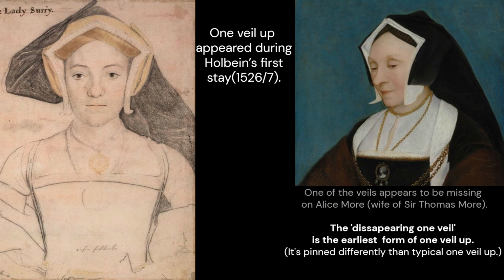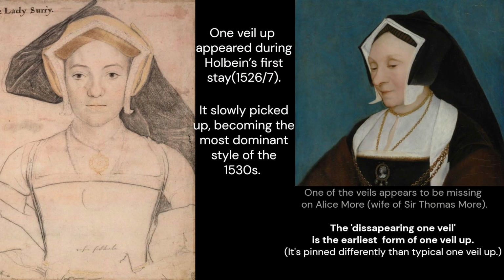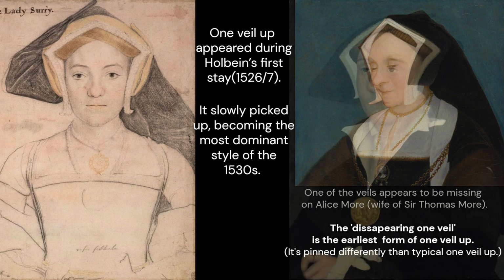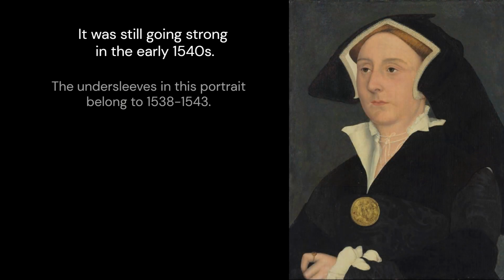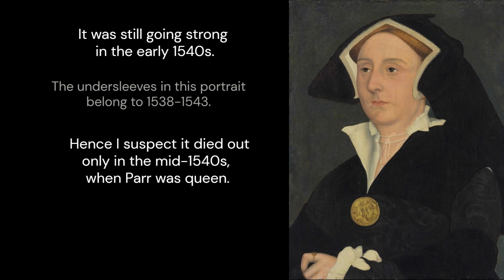One veil up appeared during Holbein's first stay and slowly picked up, becoming the most dominant style of the 1530s. It was still going strong in the early 1540s. Hence I suspect it died out only in the mid-1540s, when Parr was queen.